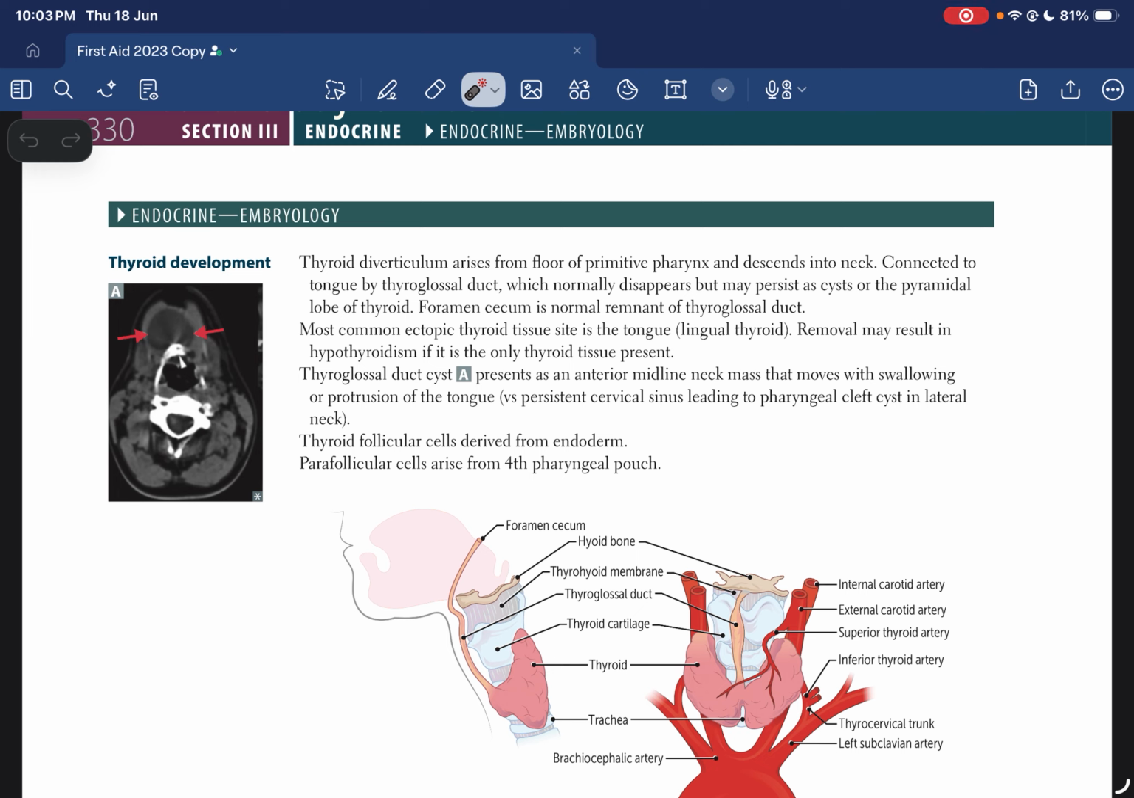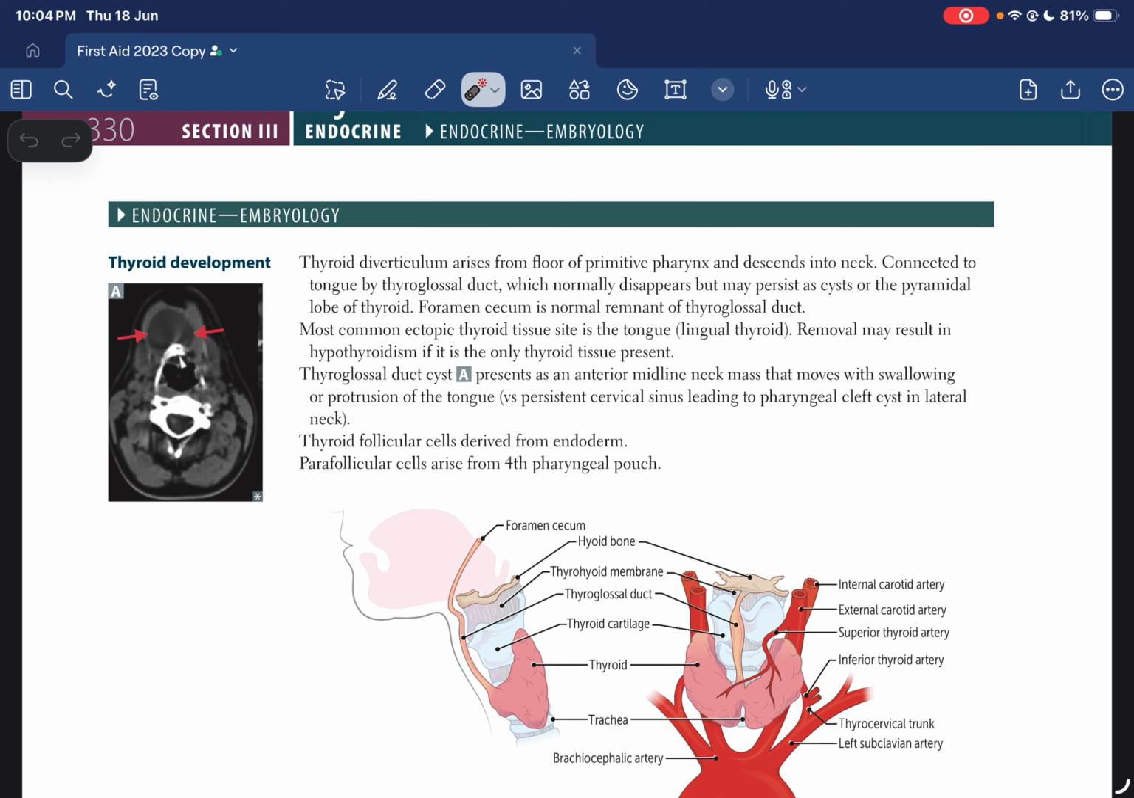Today we're going to start with First Aid, and the very first system that we're going to be studying is endocrine. So we're going to be starting with the basic embryology. The very first gland that we're discussing is the thyroid.